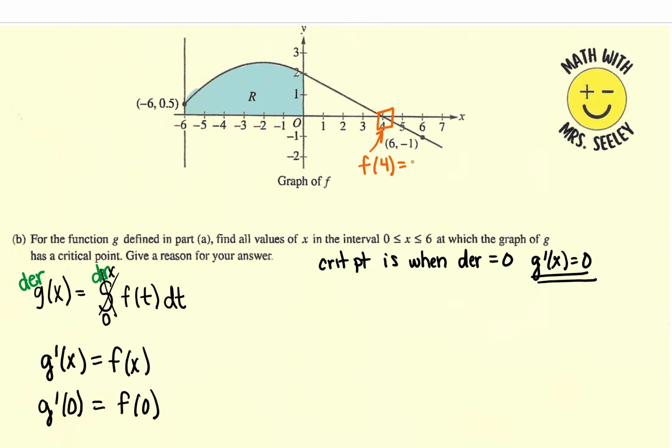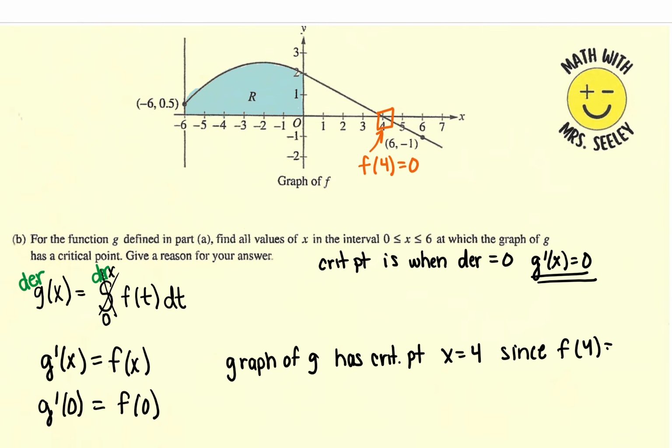F of 4 is where that equals 0. So that tells me that the graph of g has a critical point at x equals 4 since f of 4 is equal to 0, or the graph of f is equal to 0 there.